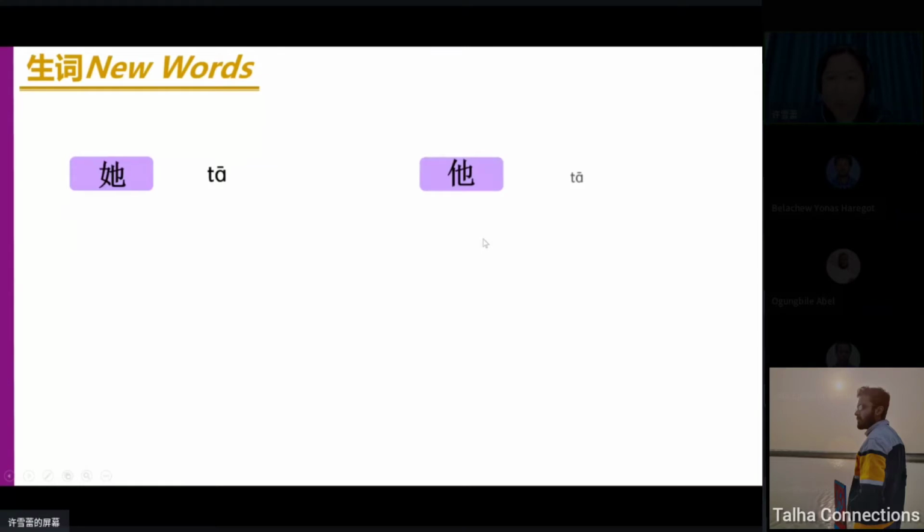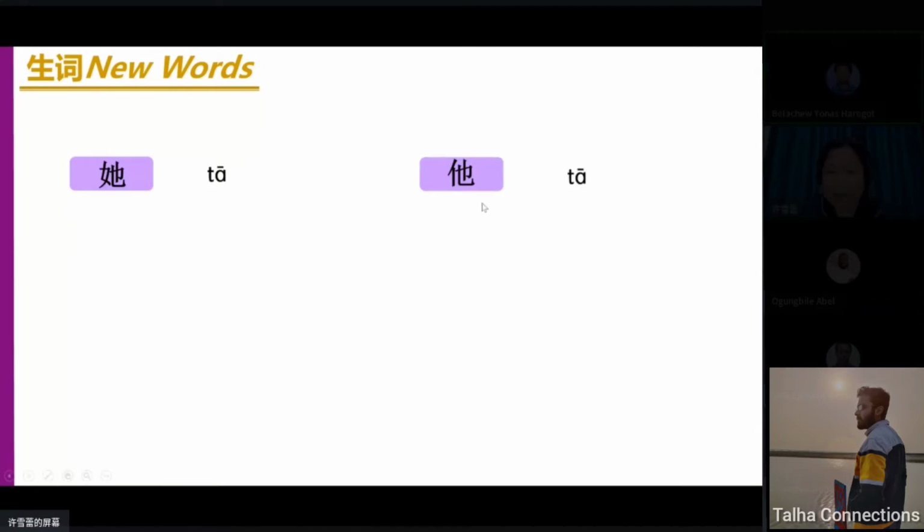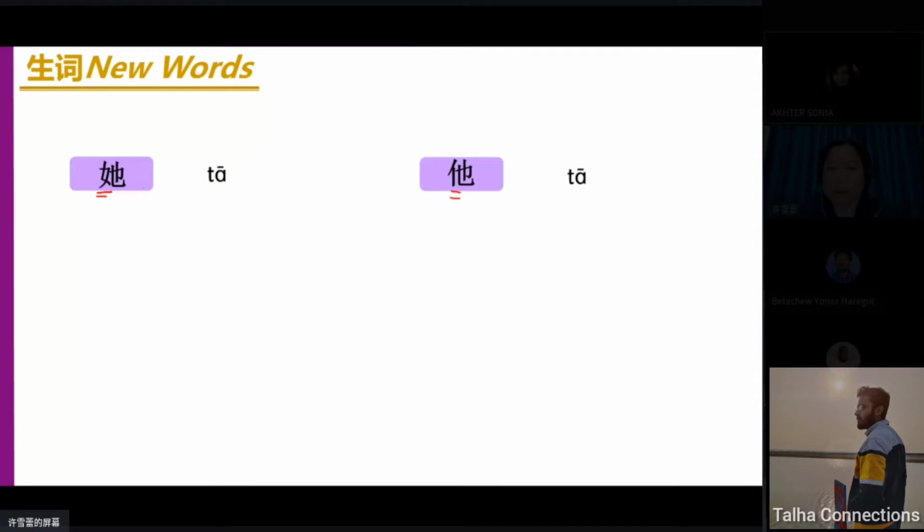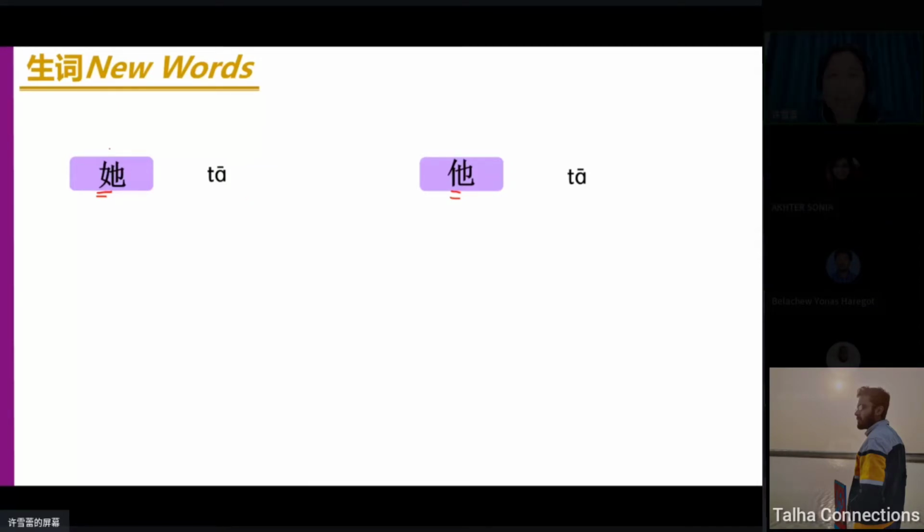And this one is also read ta, ta. But this is he or him. So compare the two characters. Even though they share the same pronunciation, the characters are somewhat different. The same pronunciation, but two different characters. Now the difference lies here, the left part, the left element of the character. So, the gender. This one is female. She, her. This one is male. Him, he. Okay. 他.